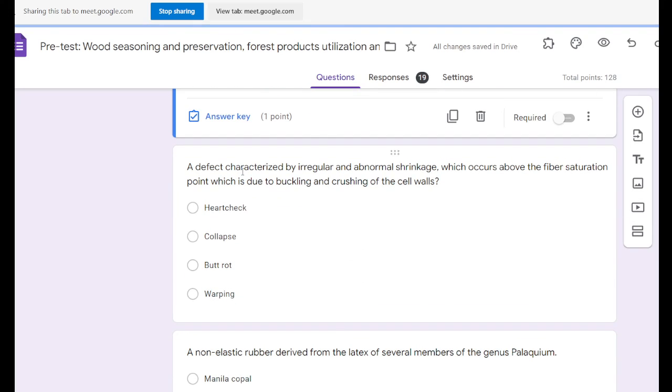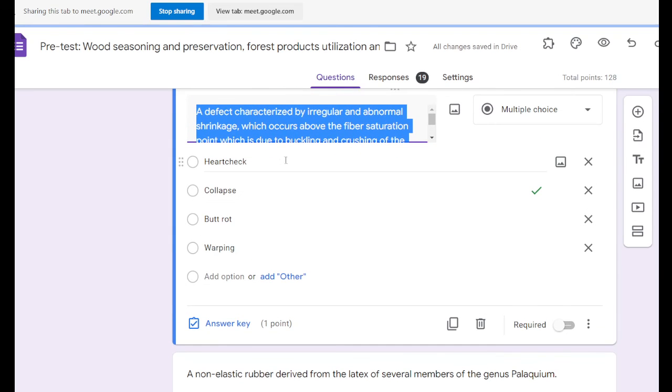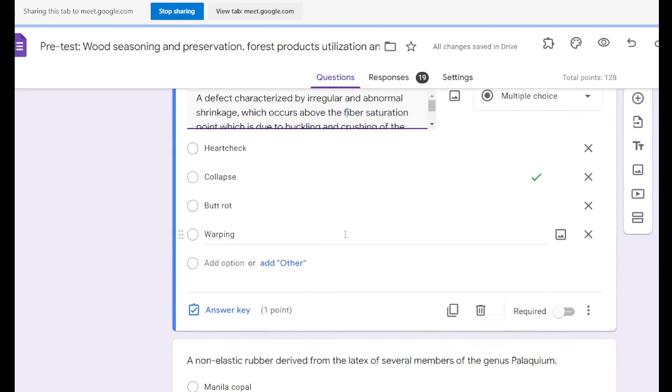A defect characterized by irregular and abnormal shrinkage which occurs above the FSP or fiber saturation point, which is due to the buckling and crushing of the cell walls. That is collapse. Okay, collapse.